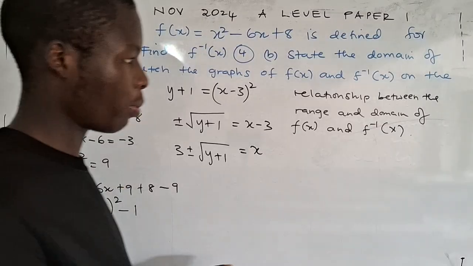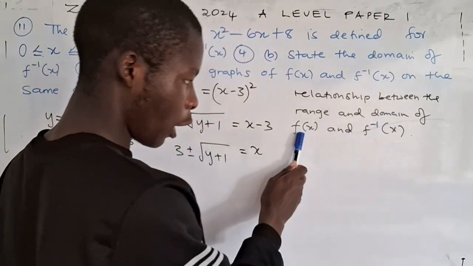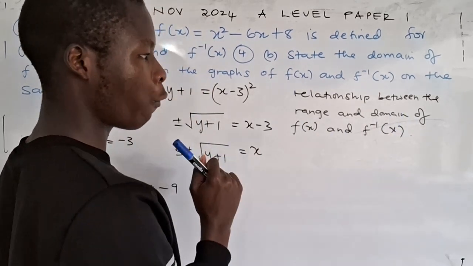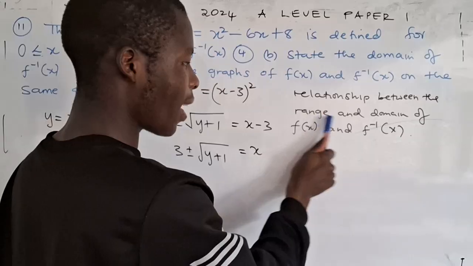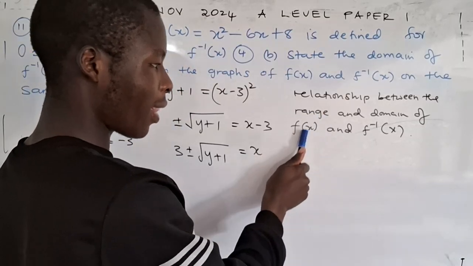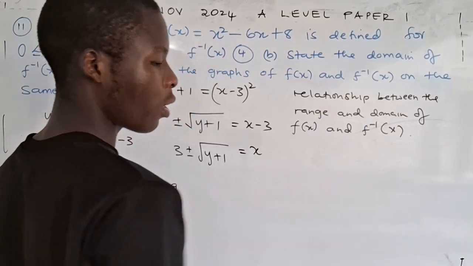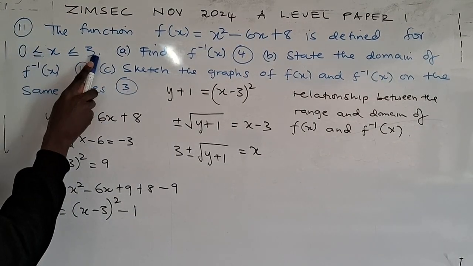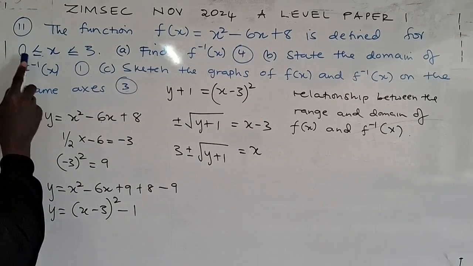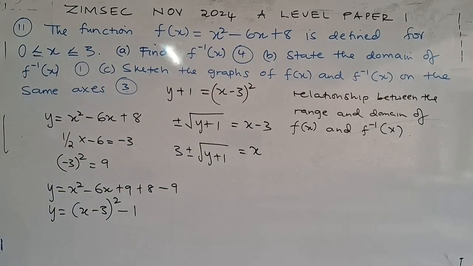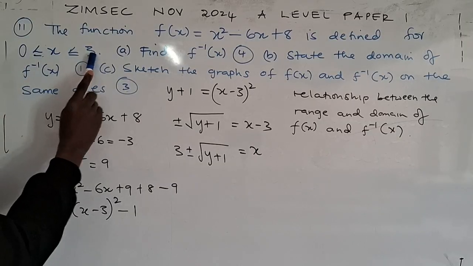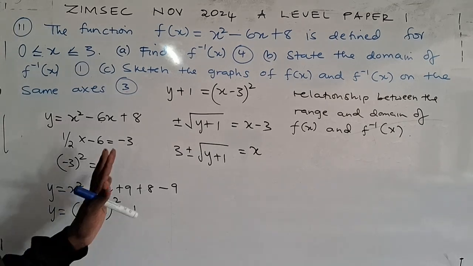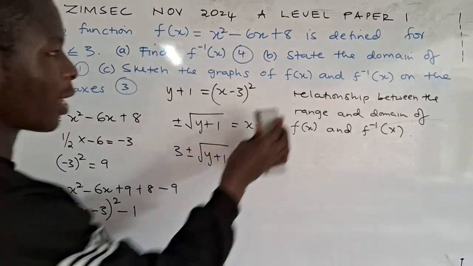What is the relationship? See, the domain of f of x is nothing but the range of the inverse of f of x. And the range of f of x is nothing but the domain of the inverse of f of x. See, what is this? This is the domain of f of x. It means if you have this domain, you can find out the range of f of x. See, I'm going to find out the range here.